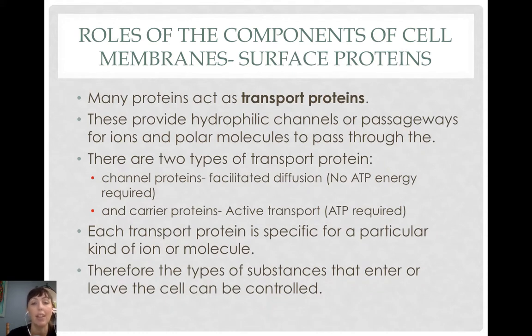Many proteins act as transport proteins, and these provide hydrophilic channels or passageways for ions and polar molecules to pass through the membrane. There are two types of transport protein. There are channel proteins, which participate in facilitated diffusion. This is transport with no ATP or energy required. And then there are carrier proteins, which participate in active transport, where ATP is required. Each transport protein is specific for a particular kind of ion or molecule, and therefore the types of substances that enter or leave the cell are highly controlled.